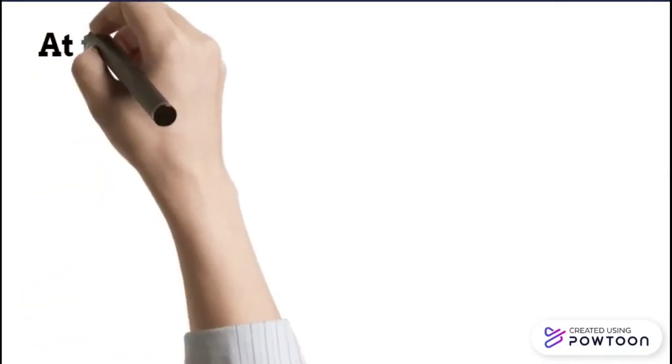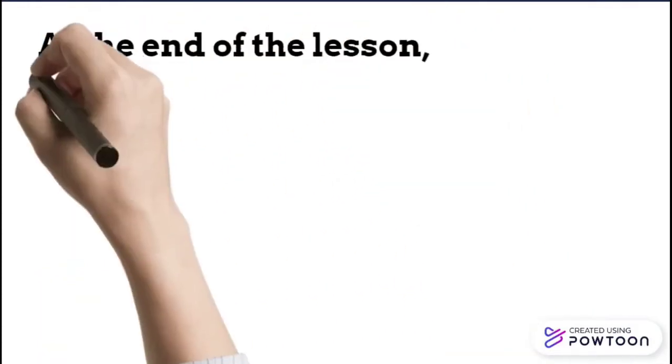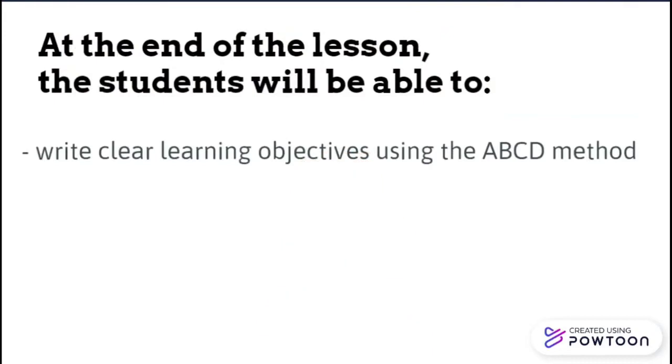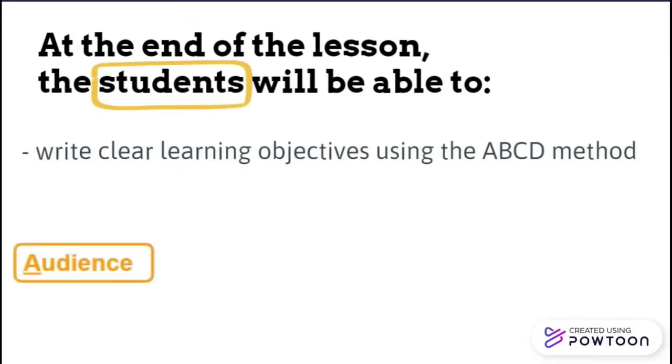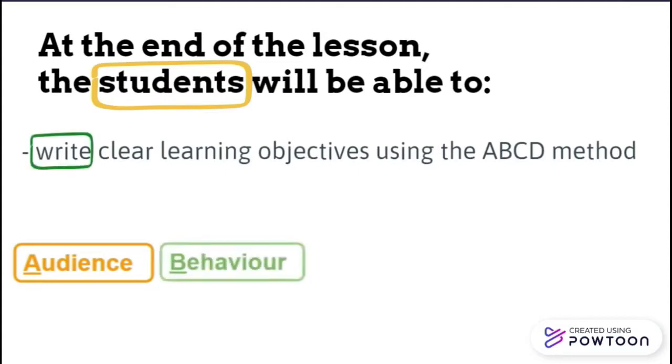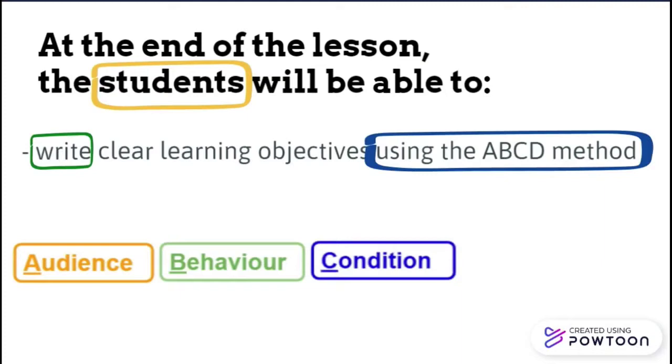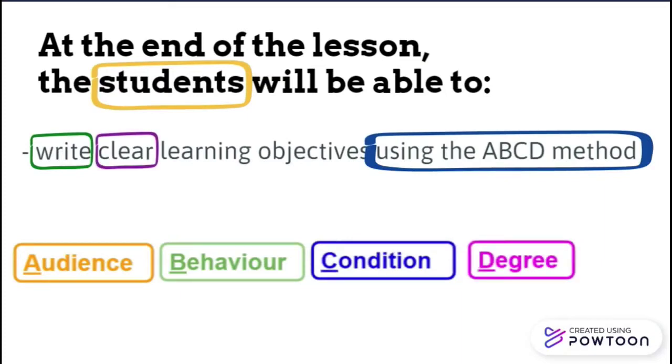So here is the example. At the end of the lesson, the students will be able to write clear learning objectives using the ABCD method. Here, the students is the audience, the word write is the behavior, using the ABCD model is the condition, and lastly, the word clear is the degree.